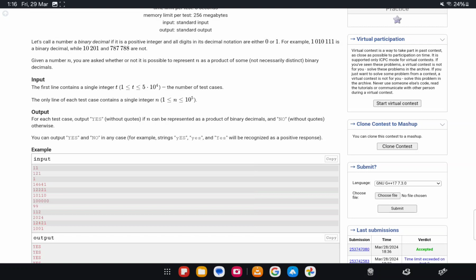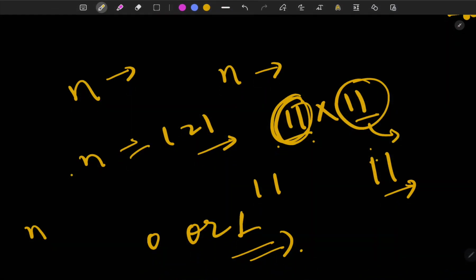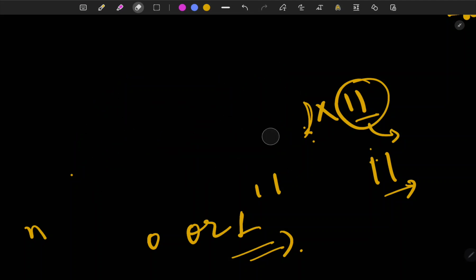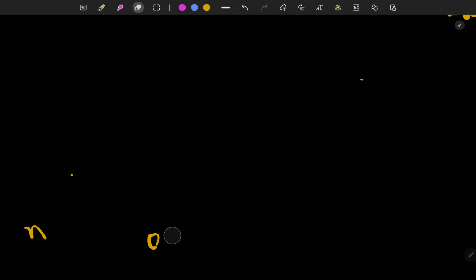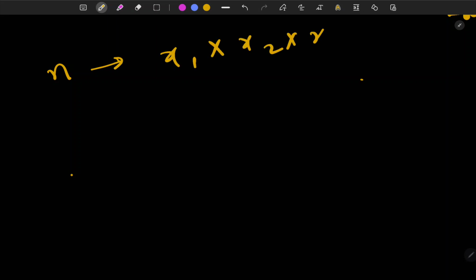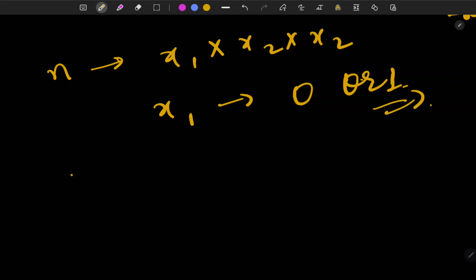You have to think of something pre-computed, because you can't do everything in the same place. So how will you approach this problem? Basically, you are given n and you have to convert this n into a product x1 times x2 times x3 such that each x consists of only binary digits 0 or 1.